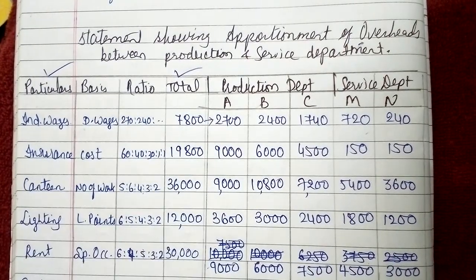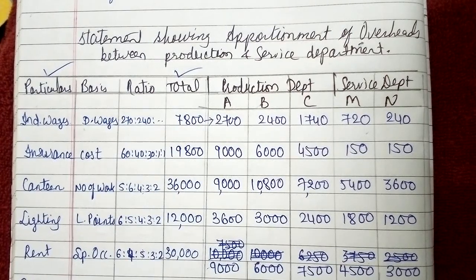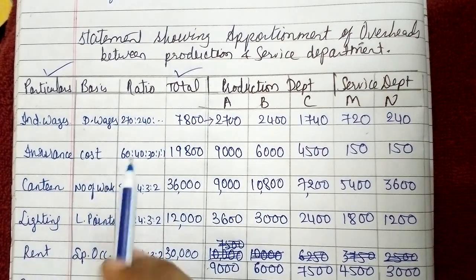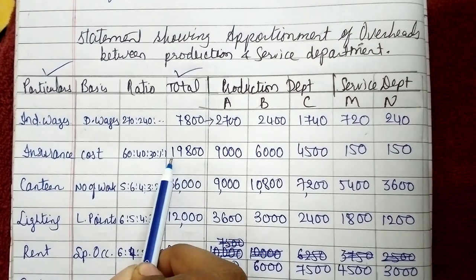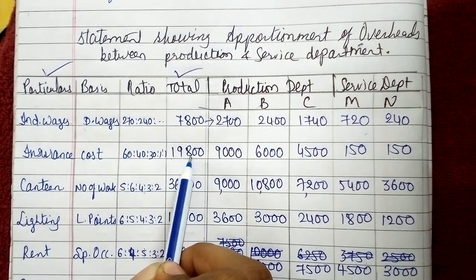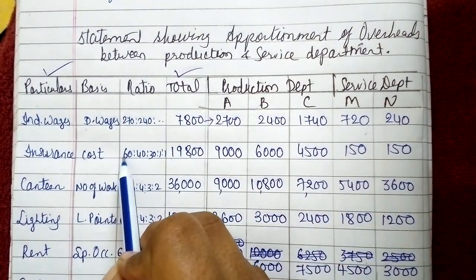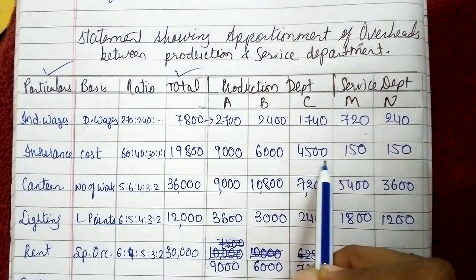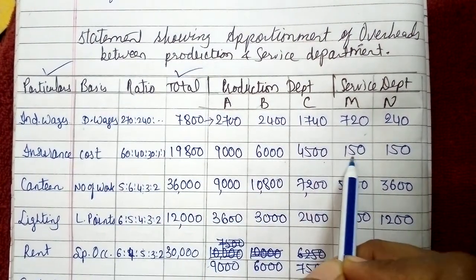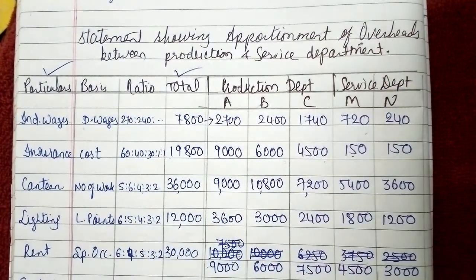Next, insurance. So always remember depreciation, insurance and repair, 3 of the expenses will be distributed as per the cost or value of the assets, right? So ratio is 60-40-30-1-1. So this 19,800 will be distributed among these departments in this ratio. So 9,000, 6,000, 4,000, 500, 150 and 150.